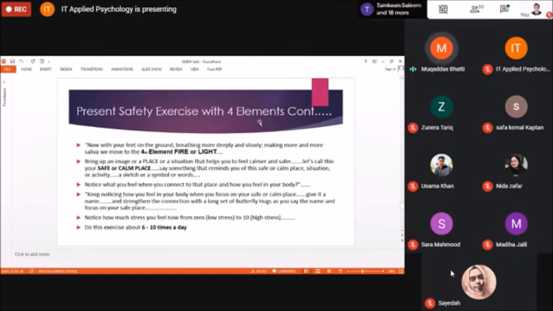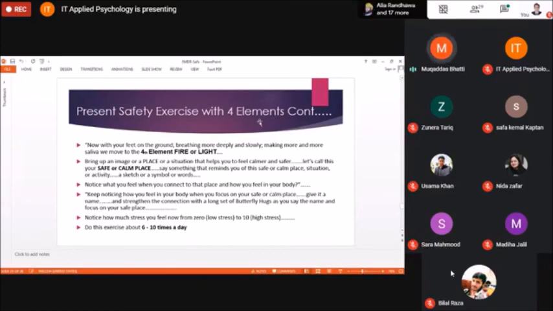Now, this is the final step. With your feet on the ground, breathing more deeply and slowly, making more and more saliva, we move to the fourth element, that is fire or light. This is to bring up an image, a place, or a situation that helps you feel calmer and safer. You can call this your safe or calm place. It can be anything that reminds you of this safe and calm place, situation, or activity. It could be a sketch, a symbol, or a word.